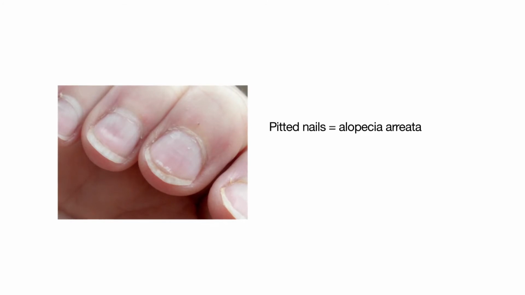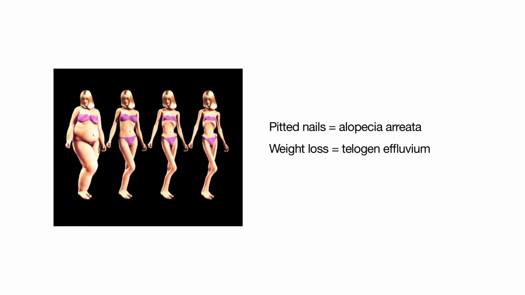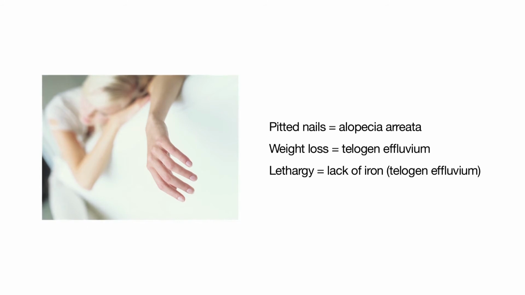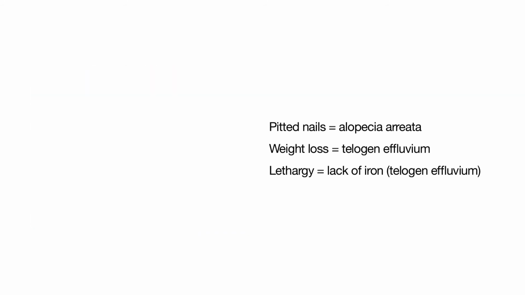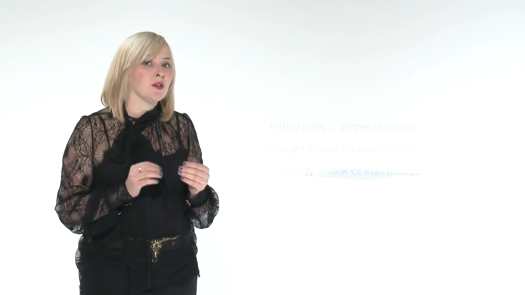Other signs and symptoms can indicate the cause of the problem and confirm the required course of action. For example, pitted nails, alopecia areata; weight loss, telogen effluvium; and lethargy, lack of iron, could also be related to telogen effluvium. These are likely causes of various adverse hair and scalp conditions.